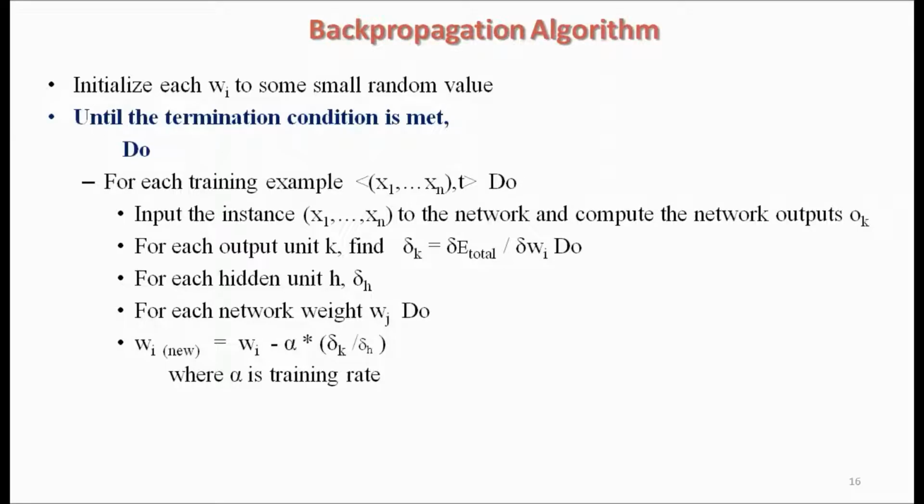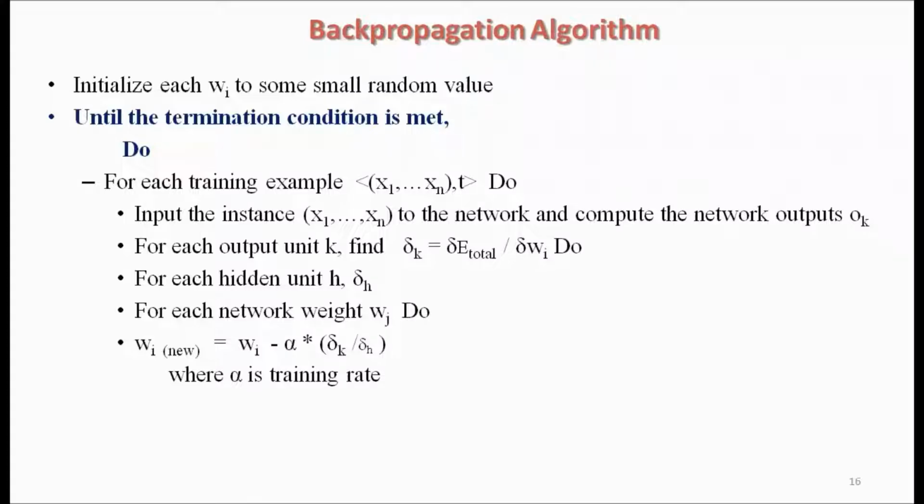Today you are going to study how to implement the back propagation algorithm in MATLAB for an XOR gate. We have already discussed the back propagation algorithm. First you have to initialize weights randomly. All weights should be initialized randomly, and until the termination condition is met, or till the error becomes zero or very small, you have to do the following steps.